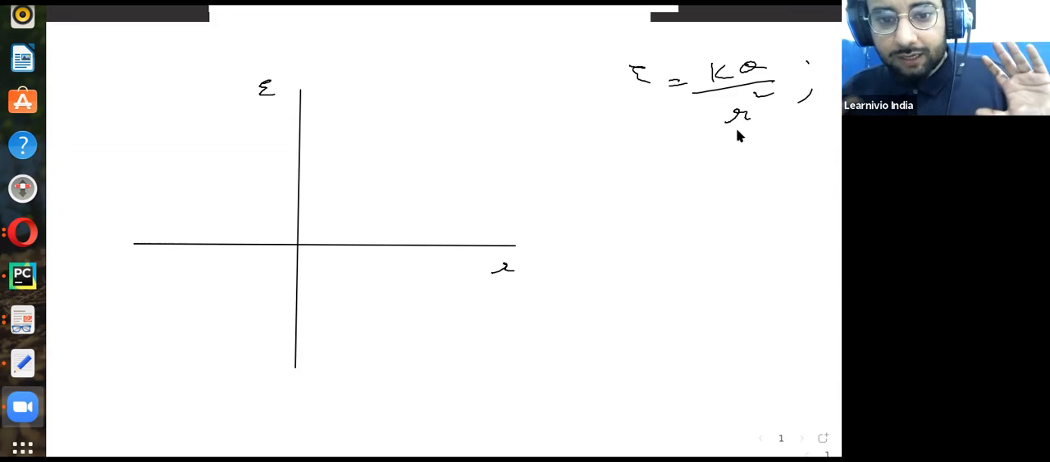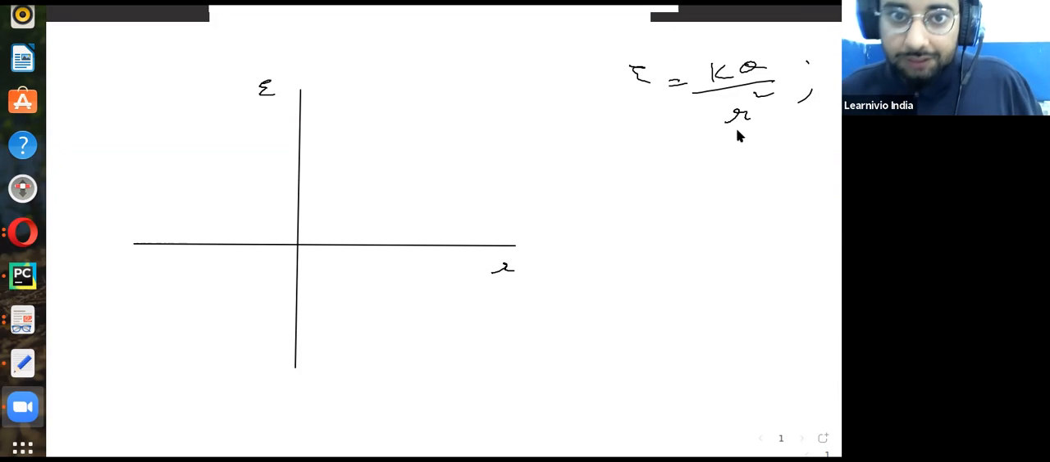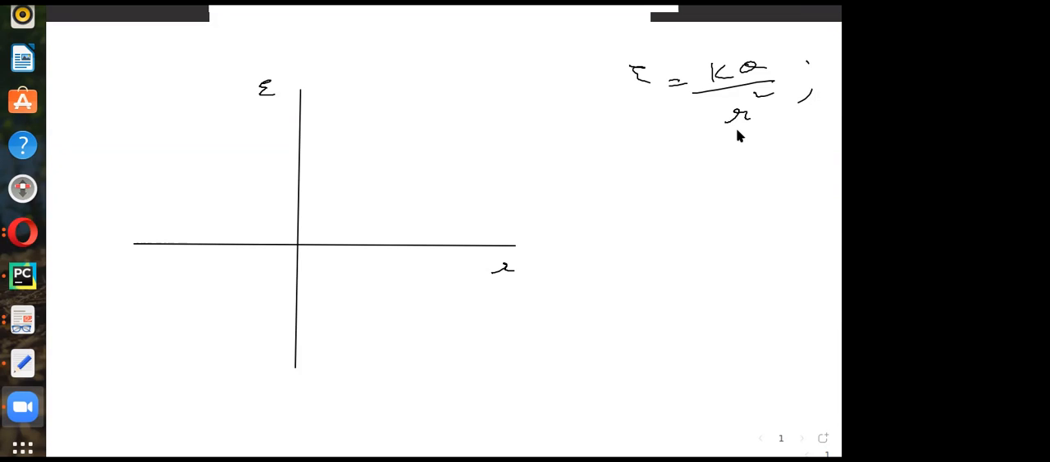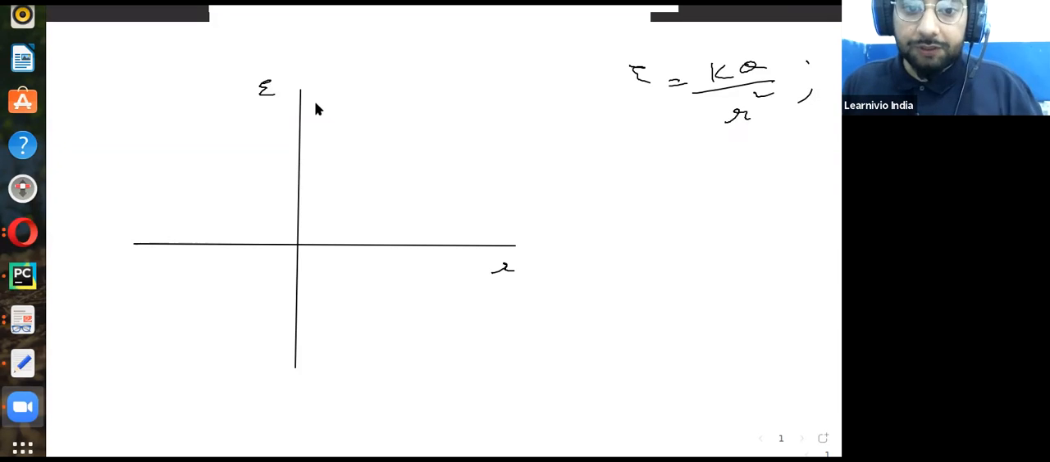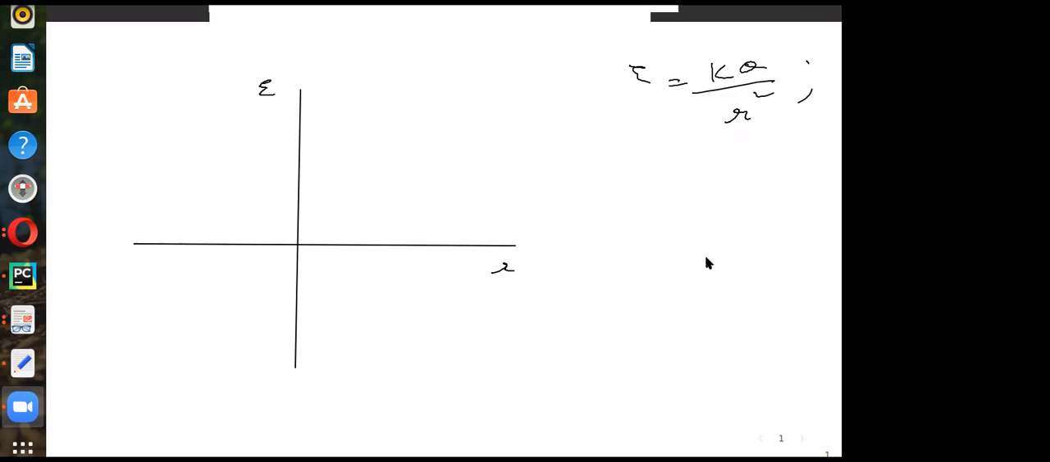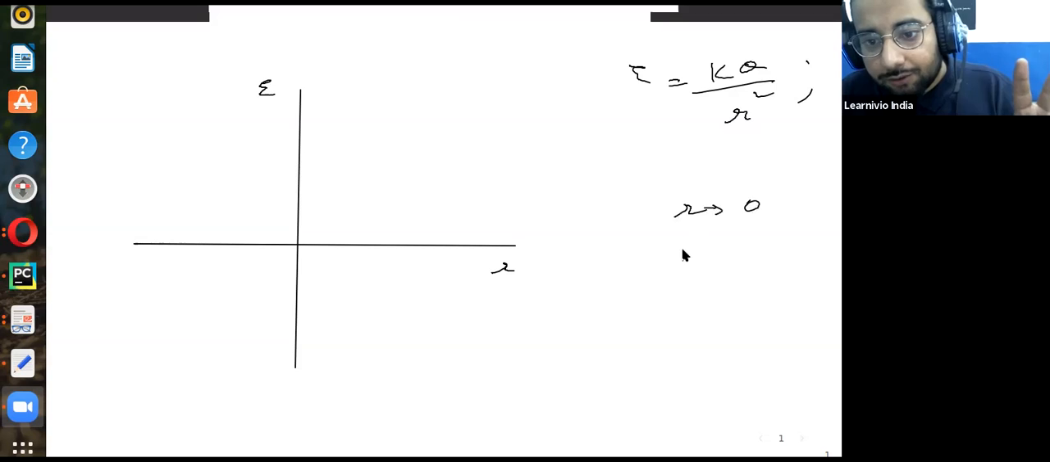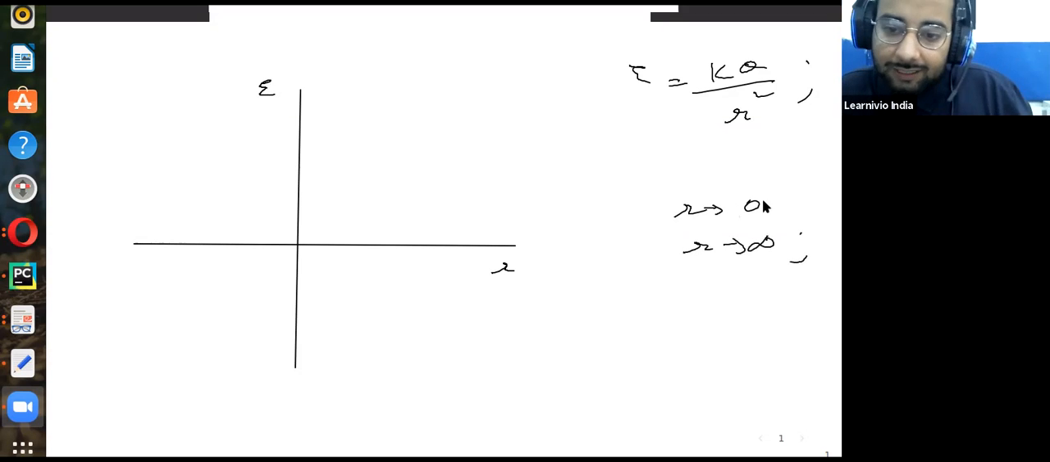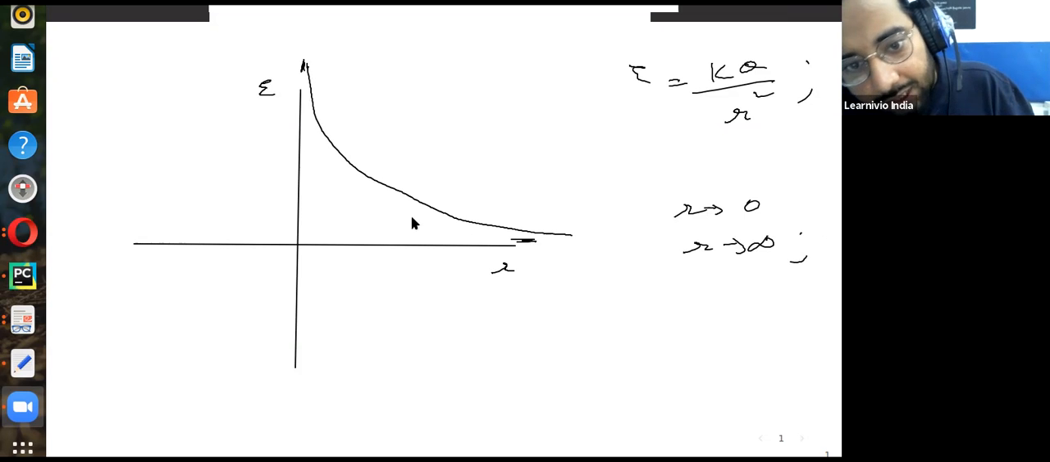How does the graph of 1 by r square look? Sir, positive, all positive. Yes, in the first quadrant, and it's all positive. So how do you essentially plot any graph? Very simple technique. Put the points, 2 points. Put r tending to 0, put r tending to infinity, and check what is happening and just connect them. R tending to 0, it's at infinity. R tending to infinity, it's just 0. So this essentially is how the graph is going to look like.